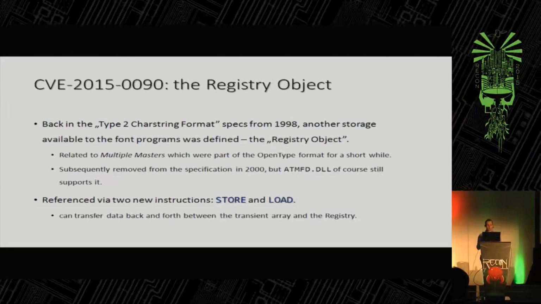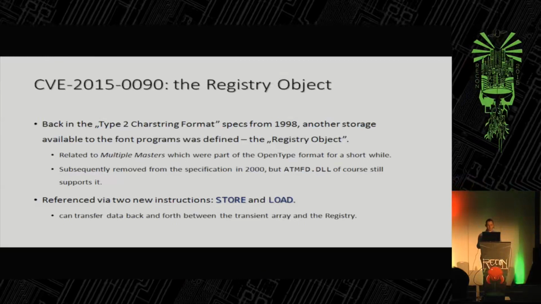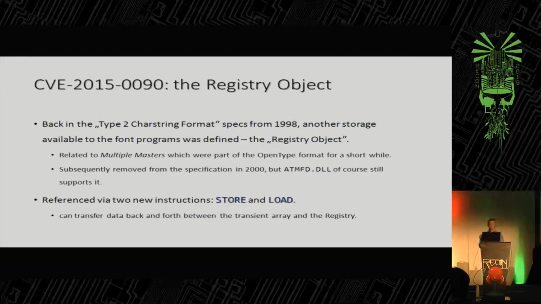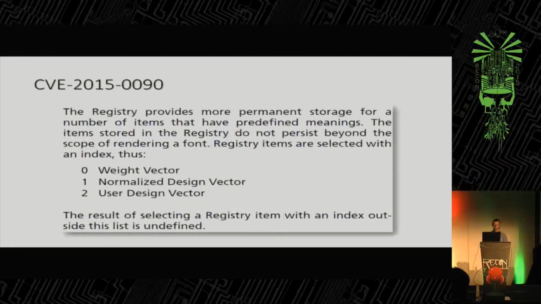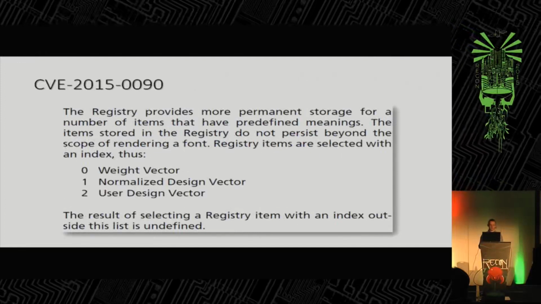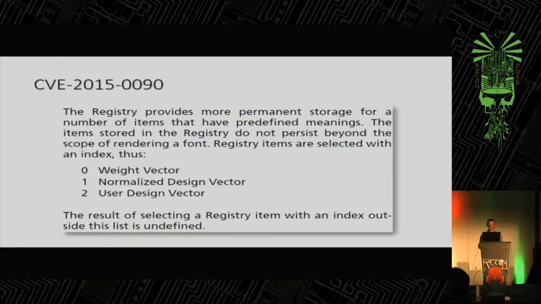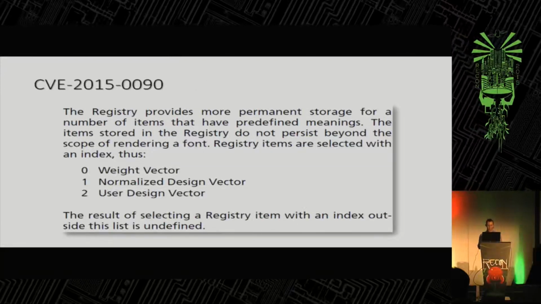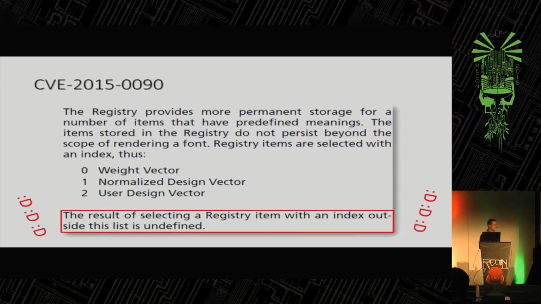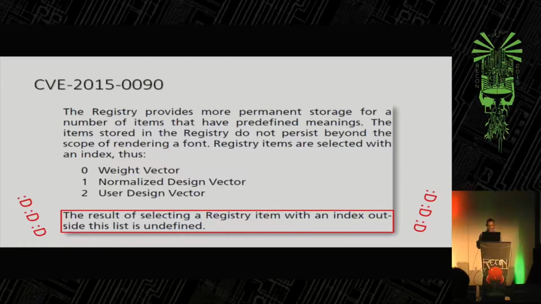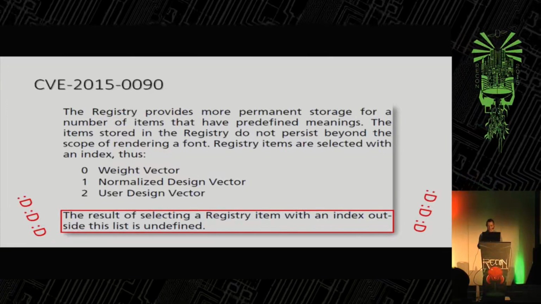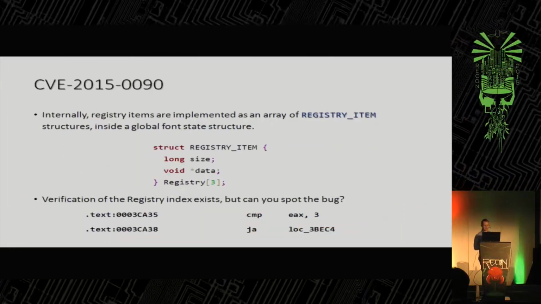So we have to learn about two new instructions in charstrings called store and load, and these two instructions basically copy memory between the registry object and the transient array. The registry object is just an array of, say, 3 pointers, and these pointers hold the addresses of some allocations. We can address the registry object using index 0, 1, or 2, as set in the specification. And this is the nice part: it says that if we try to use an out-of-bounds index, the result is undefined, which is always a good sign in a specification, because they might have gotten it wrong.